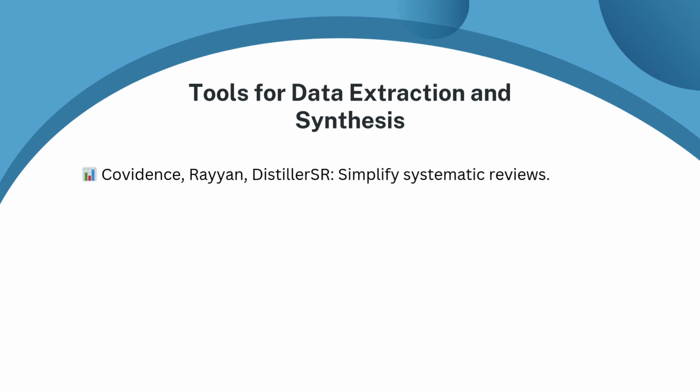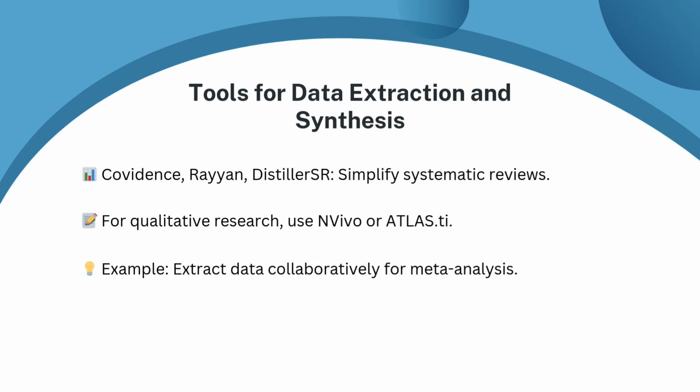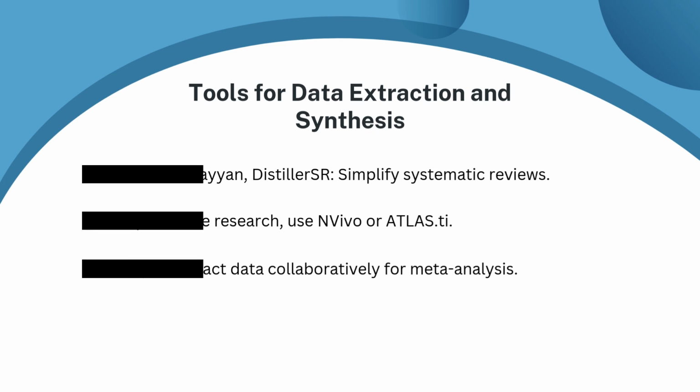Let me give you an example. Imagine you're conducting a meta-analysis on cardiovascular disease risk factors. Covidence allows you to extract and organize data collaboratively, minimizing duplication of effort. For qualitative research, tools like NVivo and Atlas.ti enable you to analyze themes and patterns in non-numerical data.